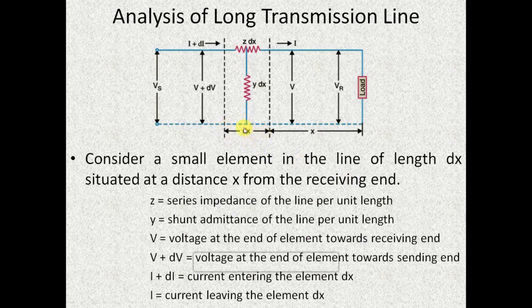Here the element which is considered to be at a distance x from the receiving end, and the voltage V is actually the voltage at this particular point, and current is the current at this exit point of the element. In effect, we can say that this voltage V and this current I are actually representing the voltage and current relations at a distance x from the receiving end. Therefore, Vs and Is will be the sending end voltage and current. In this case, the sending end current is I plus dI. So Vs and Is are actually indicating the sending end voltage and sending end current, and they can be said to be the voltage and current at a distance L. L is actually the total length of the transmission line from the receiving end.